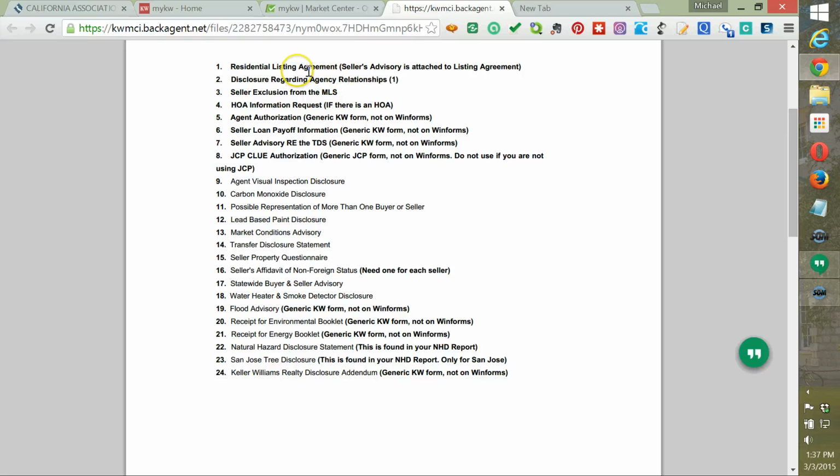Now, it will say sometimes where you would find the form. Some things are generic KW forms, not in WIN forms. Lindsay has put that there for you. Transaction coordinators, of which Lindsay is part of that group, are very checklist oriented. And so what they would like is everything that's on the checklist as part of the package, no matter what, right? So an example is, I'm going to go through the different disclosures.